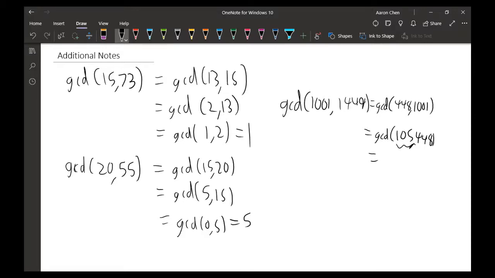So if we subtract that from 448, this is GCD of 28 and 105. And once again, if we multiply 28 by 3 and subtract it from 105, you get 21. So this is GCD of 21 and 28. 28 minus 21 is 7, so GCD of 7 and 21. And by this point, we can all see that it's just 7. Okay.